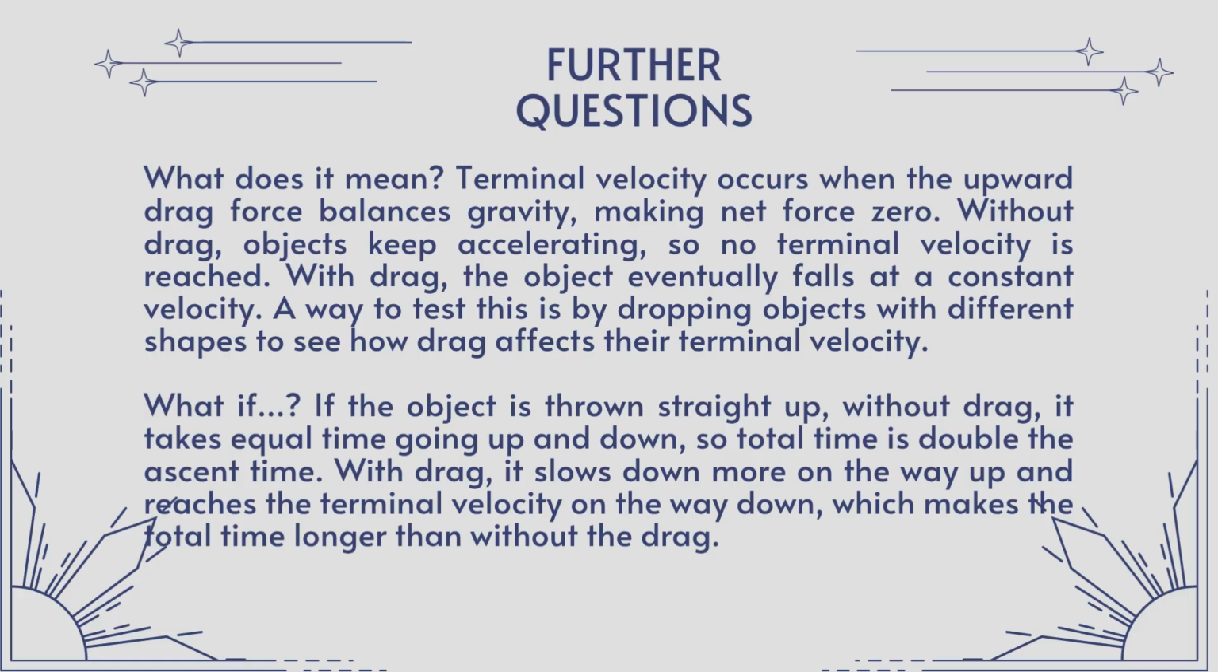So terminal velocity occurs when the upward drag force balances gravity, making net force zero. Without the drag, objects will keep accelerating so no terminal velocity is reached. With drag, the object eventually falls at a constant velocity. A way to test this is by dropping objects with different shapes to see how drag affects their terminal velocity.